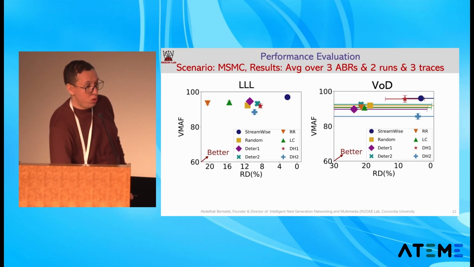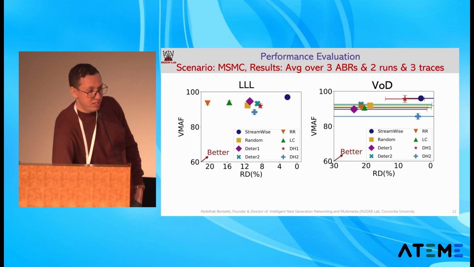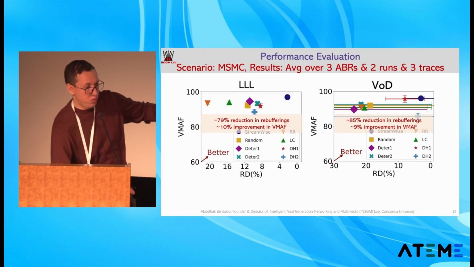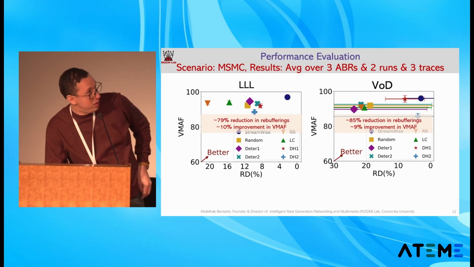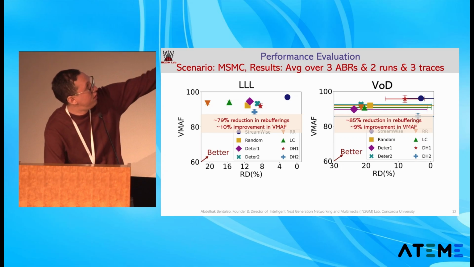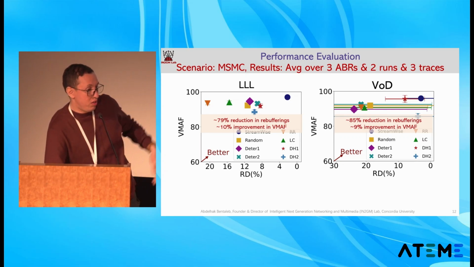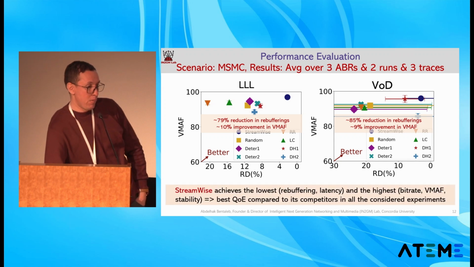And these results are for multi-server, multi-clients. Streamwise is always the best. It achieves the best results, as you can see, in terms of rebuffering and VMAF, as well as the bitrates. On the right-hand side is the low latency scenario, and the left-hand side is video on demand. And Streamwise is the one in blue.